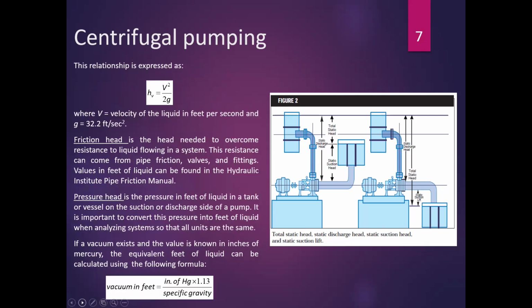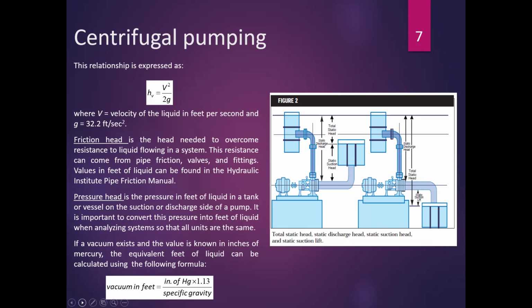So this relationship is expressed as h sub v is equal to v squared over 2g, where v is the velocity of the liquid in feet per second and g is 32.2 feet per second squared. Okay, nasa English units tayo. SI, same approach. Friction head is the head needed to overcome resistance to liquid flowing in a system. This resistance comes from the pipe friction, valves, and fittings. Values in feet of liquid can be found in the Hydraulic Institute pipe friction manual or other source.